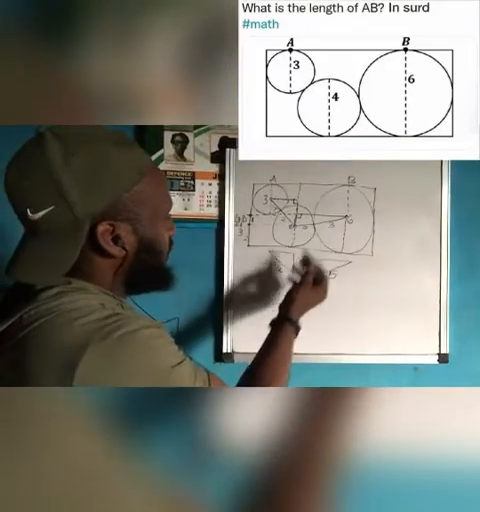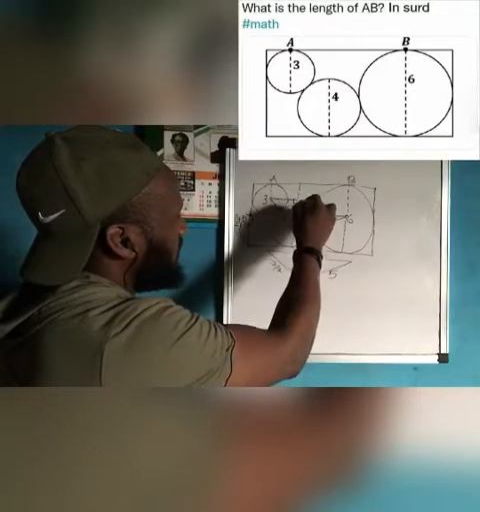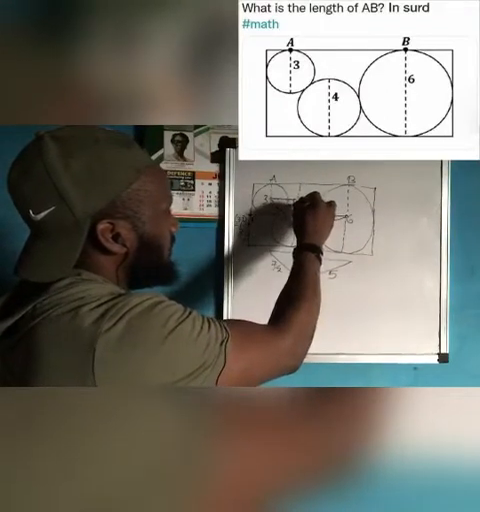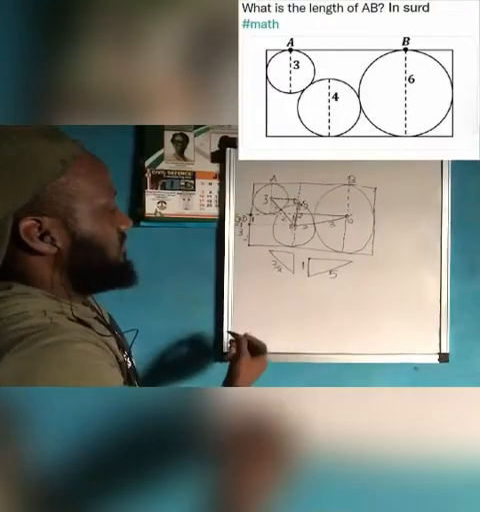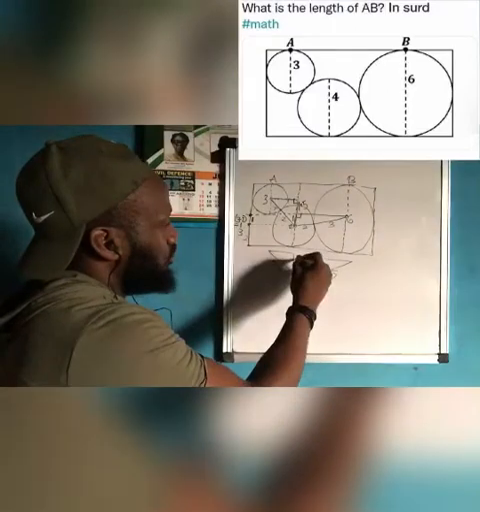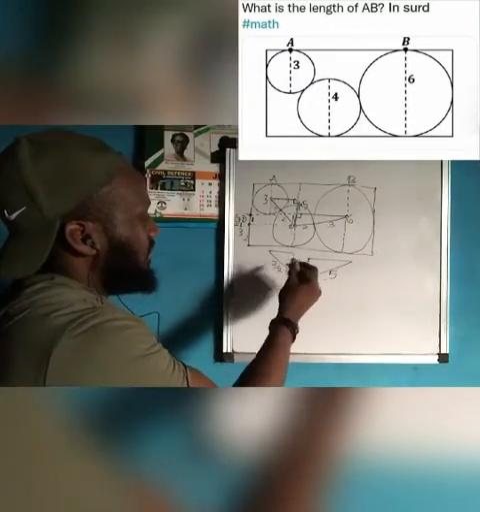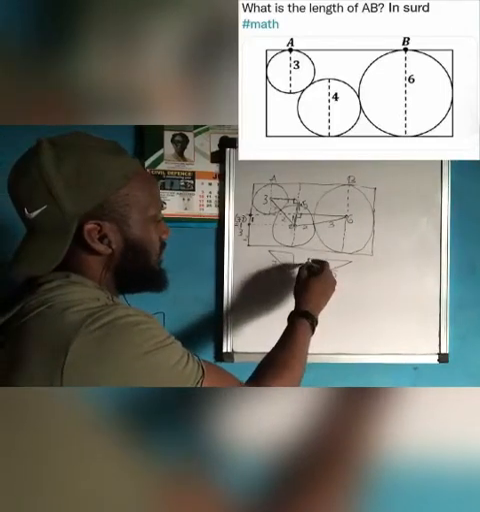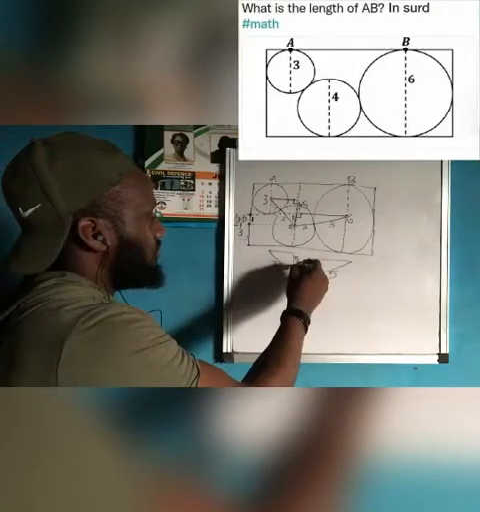So automatically we know that this length is going to be 1.5 plus 1. And 1.5 plus 1 is going to give us 2.5. And let's make that a fraction. 2.5, which is 5 over 2.